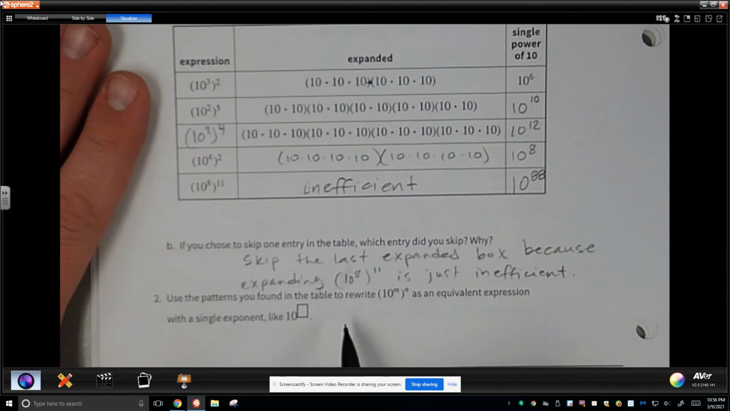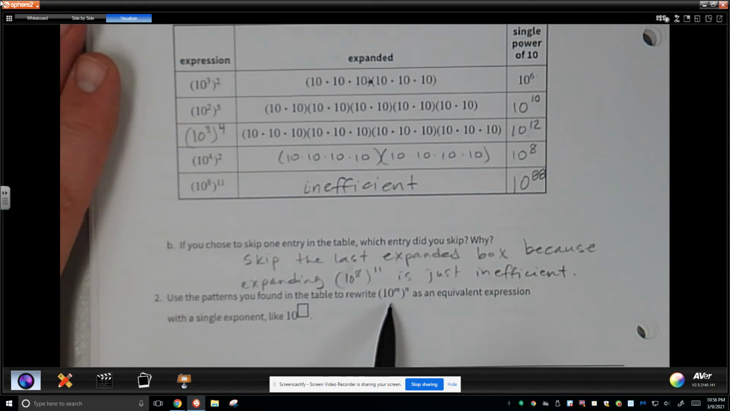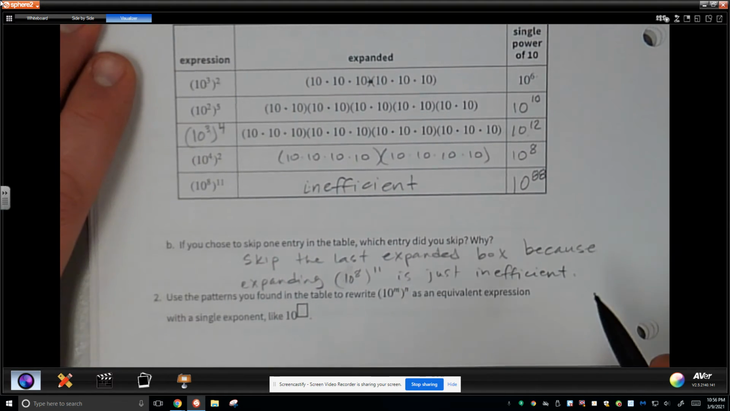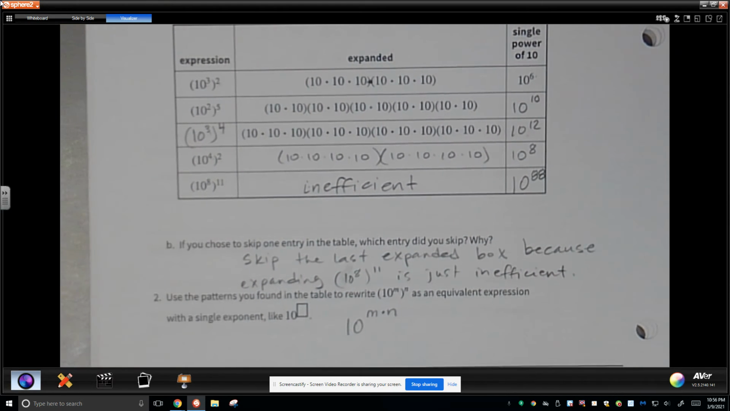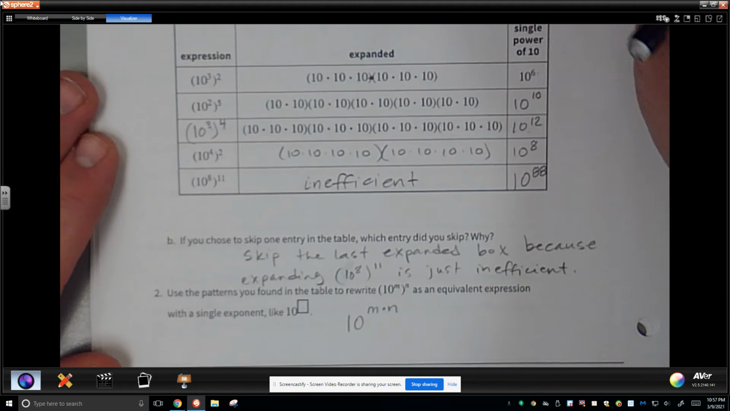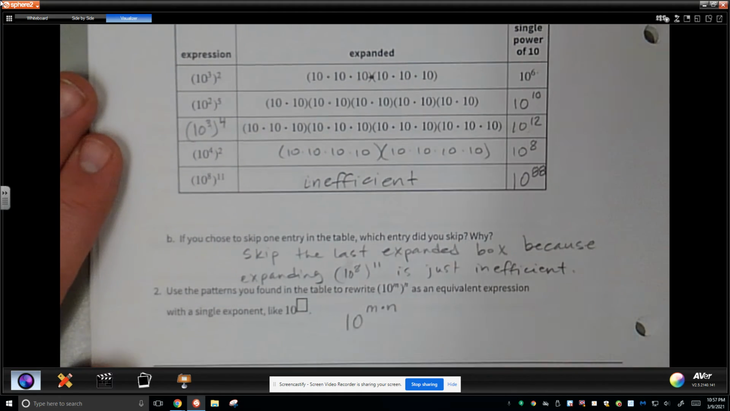In fact, what we're seeing is the pattern that we followed in the table. We rewrite this expression, 10 to the mth power raised to the nth power, and recognize this as 10 to the m times n, and that would just be our shortcut to powers of powers. In this case, it's all powers of 10 because the bases are all 10.